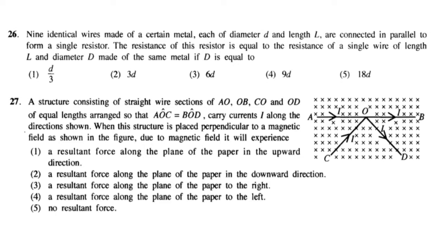The forces on CO and OD are at an angle to the y-axis. So you have to find the components of these forces. When you find the components, you can take two components in the y direction and two in the x direction. The forces in the x direction are opposite in direction, and they cancel off, and finally only the upward forces remain. So the resultant force is along the plane of the paper in the upward direction. Answer 1 is right.